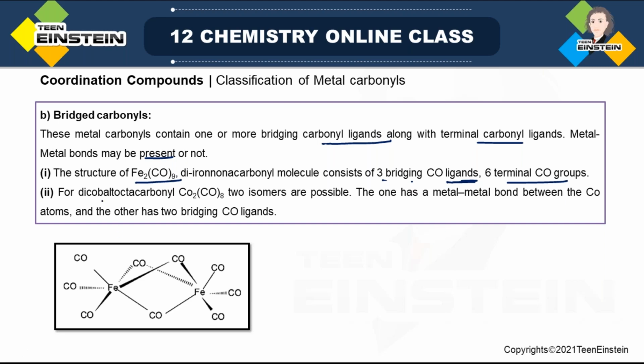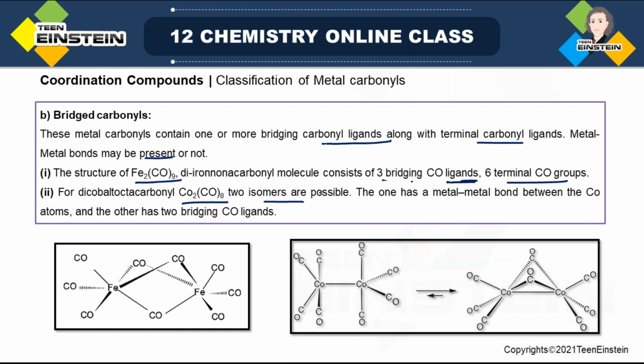Now another example, dicobalt octacarbonyl, Co2(CO)8. Now 2 isomers are possible. In one isomer there is a metal-metal bond, and in the other there is no metal-metal bond. Sorry, no bridging CO, that is what I'm trying to say. In both cases, a metal-metal bond is present. So the one has a metal-metal bond between the two cobalt atoms, and the other also has bridging CO. So in the first one, you have only terminal, so I am writing T for terminal, okay? But in the second case, you have bridging as well as terminal.